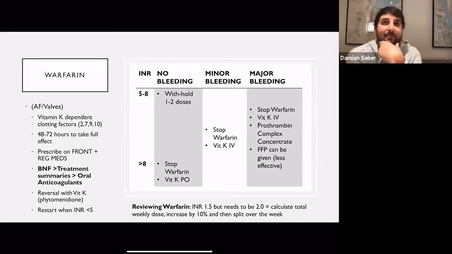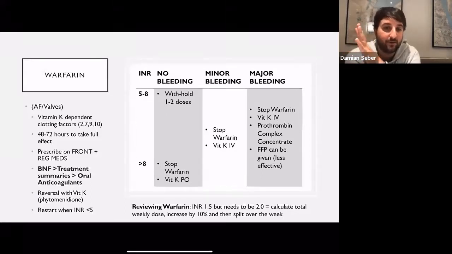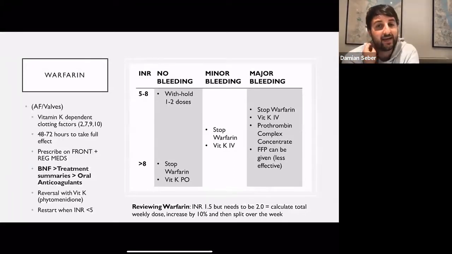Minor bleeding would be things like a small nosebleed or a cut that's not stopping. Major bleeding, we're talking like hosing out of somewhere, major hemorrhage protocol kind of thing. And that's why you would give these other drugs in combination with IV vitamin K, like the prothrombin complex and FFP, although that's less effective. So yeah, that table can be quite handy.